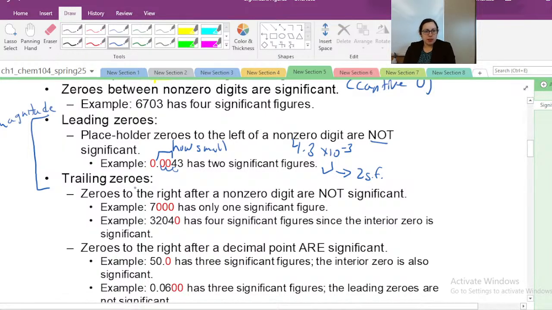And then the next one is the opposite, right? So now it's trailing zeros. So zeros to the right after a non-zero digit are not significant. So again, now let's look at 7,000 or this other one, 32,040. And so again, 7,000, this is just showing how big. And so we could rewrite it as 7 times 10 to the third. That's also, again, we got rid of the zeros.